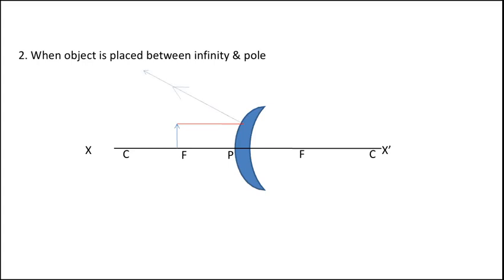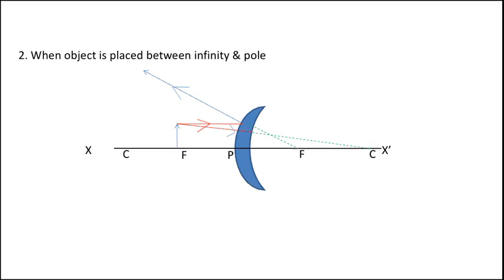The first ray is parallel to the principal axis, light will diverge and it will be extended to meet at the focus. And second, I have taken the center of curvature, light will go toward the center of curvature, reflect back and then be extended to the center of curvature, so that the formation of image takes place anywhere between the pole and the focus.